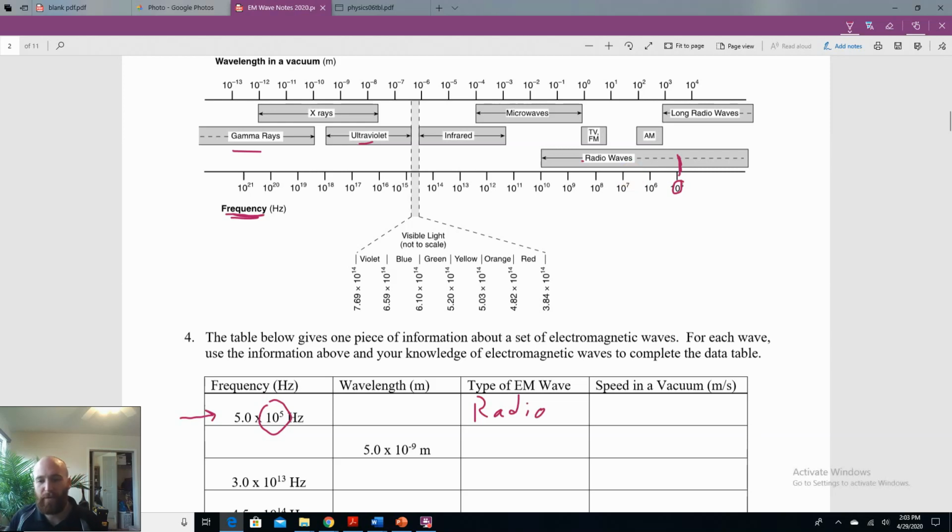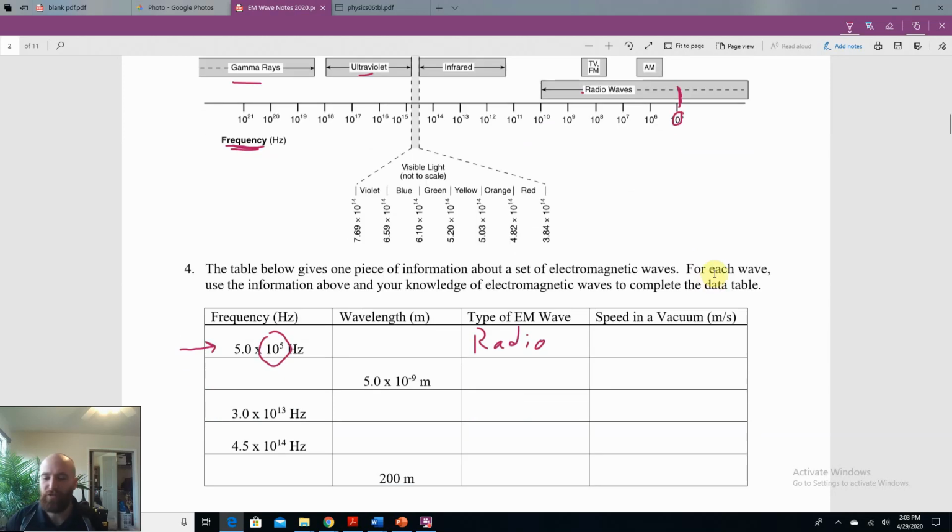Speed in a vacuum I'll do next, because it's actually the easiest one here. All of these waves travel at the same speed. It's kind of, well, it's not a trick question, but it's kind of a trick question. It's 3 times 10 to the 8th meters per second. They all travel at the same speed. All of these electromagnetic waves, all of them. I'm trying to make a point out of that.